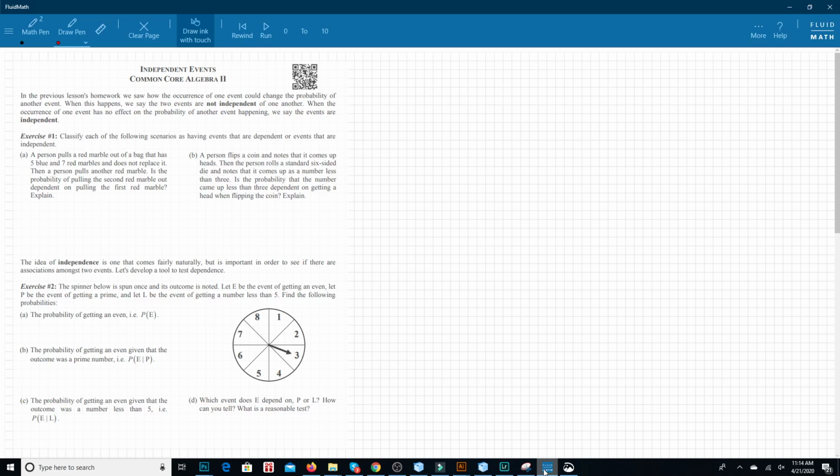Now it says the idea of independence is one that comes fairly naturally, but it is important in order to see if there are associations among two events. Let's develop a tool to detect dependence. The spinner below is spun once, and its outcome is noted. Let E be the event of getting an even. Let P be the event of getting a prime. And let L be the event of getting a number less than 5. Find the following probabilities.